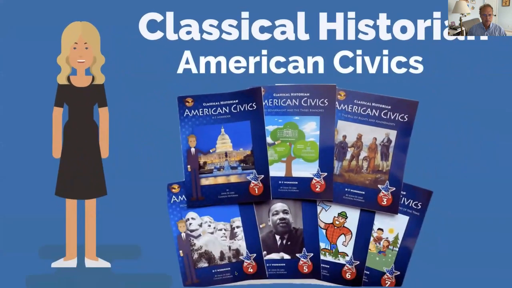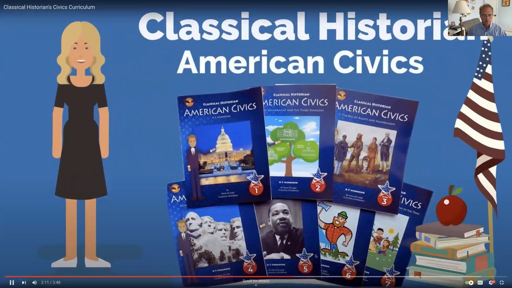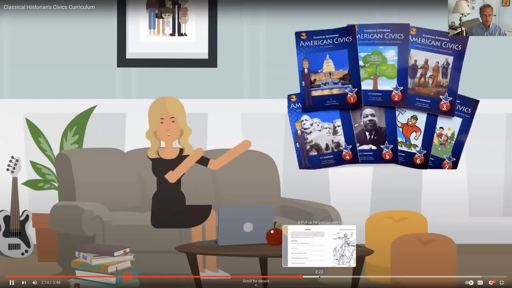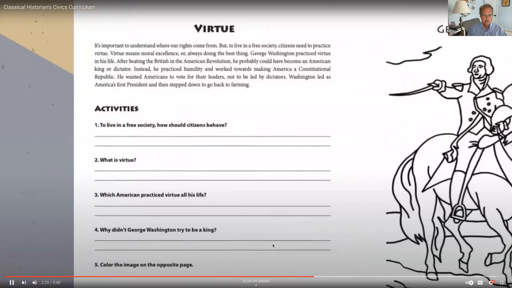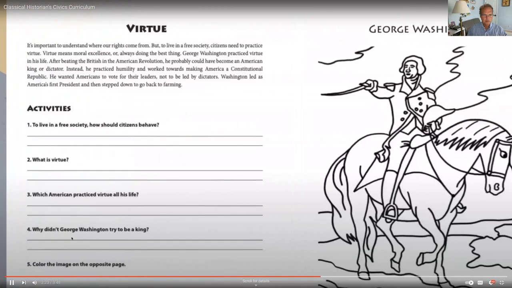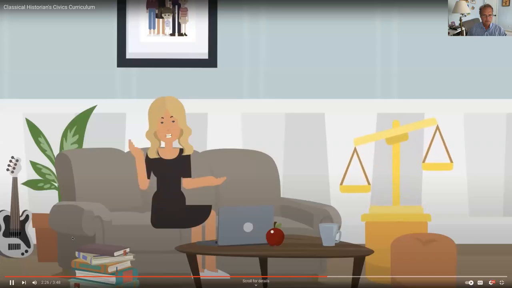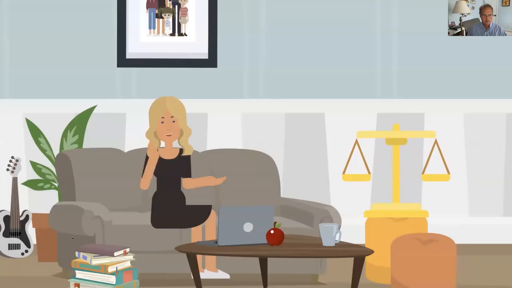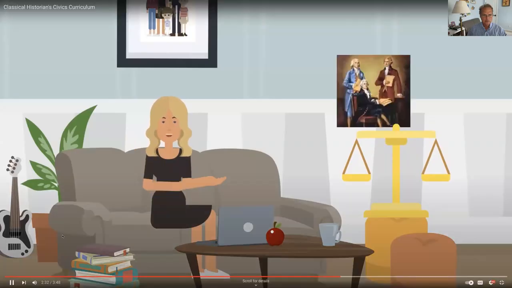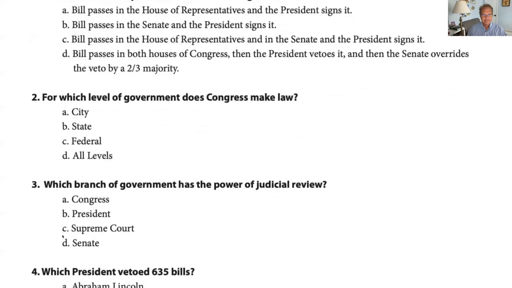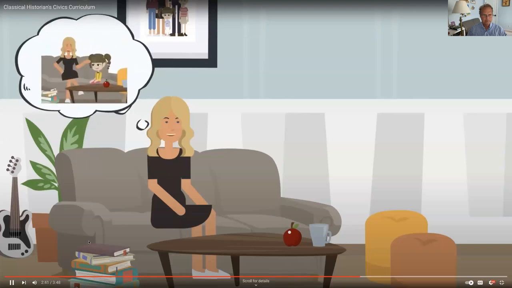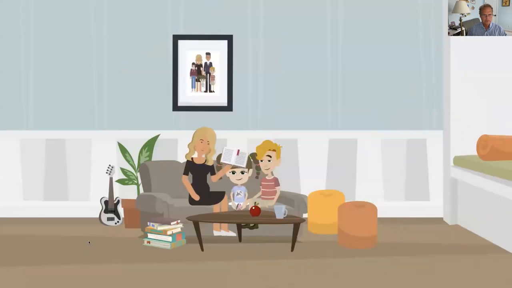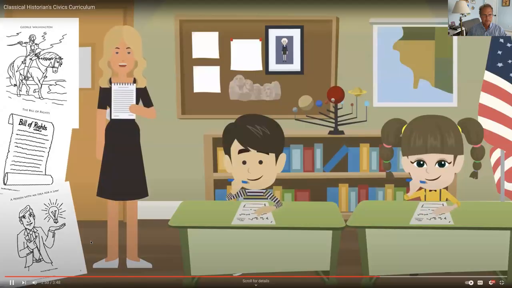Classical Historian's American Civics fills the great void in American education. It is an engaging and age-appropriate civics curriculum for elementary students. Each book contains short and clearly written lessons, followed by a coloring page. Included in each book are lessons in virtue. Virtues are taught through the lives of American heroes, such as the American Founding Fathers. Each book has multiple choice tests. For the younger children in kindergarten through the second grade, parents and teachers read the lessons out loud and help answer the questions. These students then color in the coloring pages.